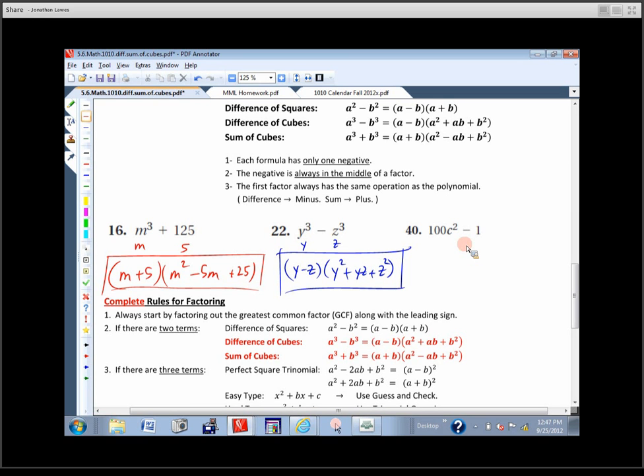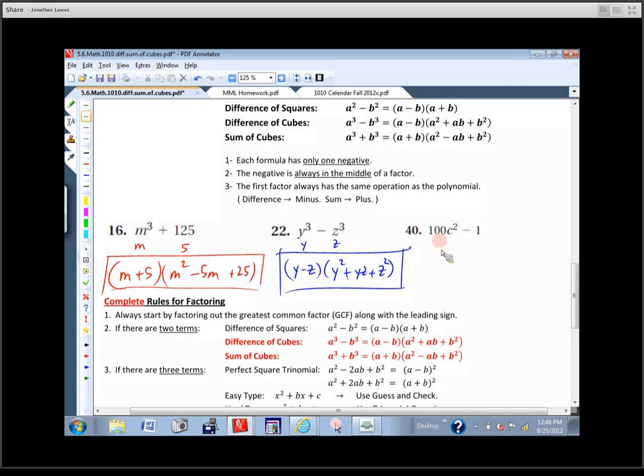Take out the greatest common factor if there is one. There are two terms. It's got to be on that list right here. It's got to be one of these things right here. All you have to do is figure out which it is. It's a difference. Is it a difference of squares or a difference of cubes?